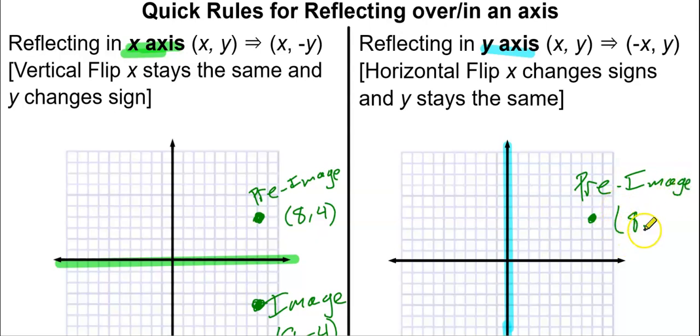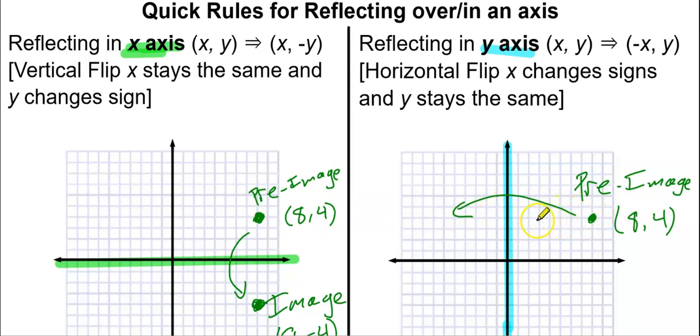And we said we are at (8, 4). When we flip this way, over here we flip down. Now we're going to flip to the left. We're not moving up or down. We're only moving to the left, and we're going to move to the left 8.